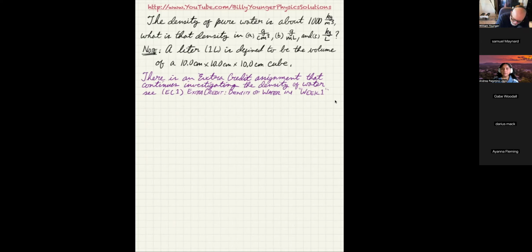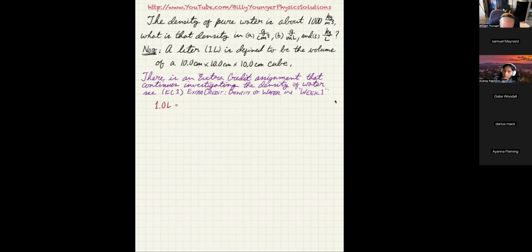Now, with that in mind, it says, what's the density in grams per cubic centimeter? And what's the density in grams per milliliter? And what's the density in kilograms per liter? And I said, note, 1 liter is defined to be the volume of a 10 centimeter by 10 centimeter by 10 centimeter cube. So I'm going to use that to make some sense of what a liter is. So let me start off by doing that.